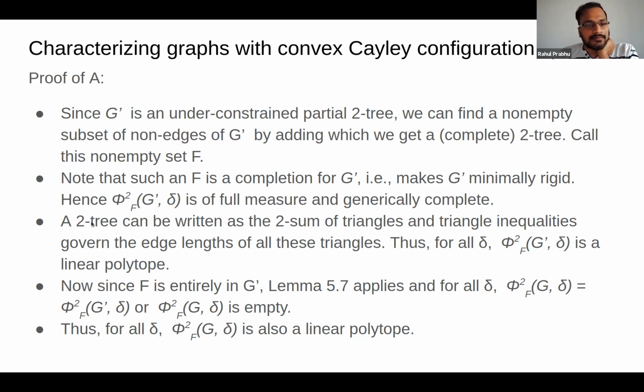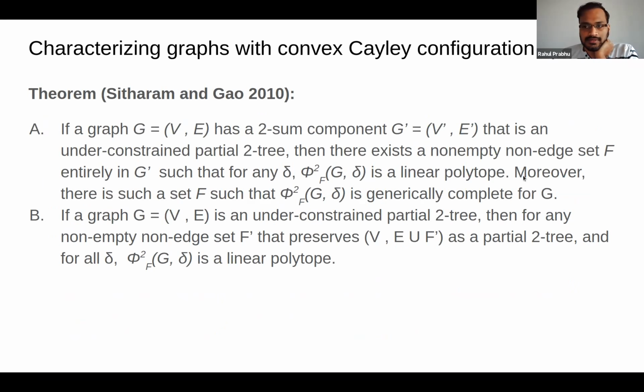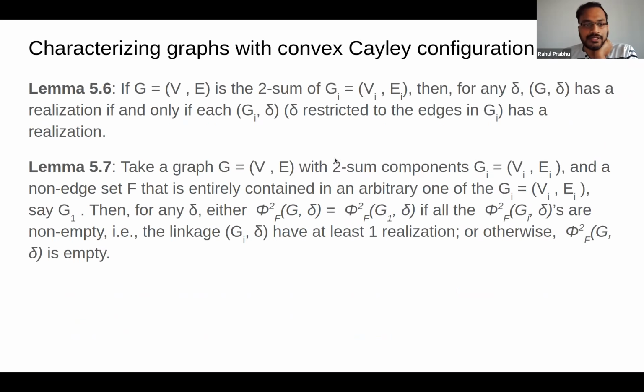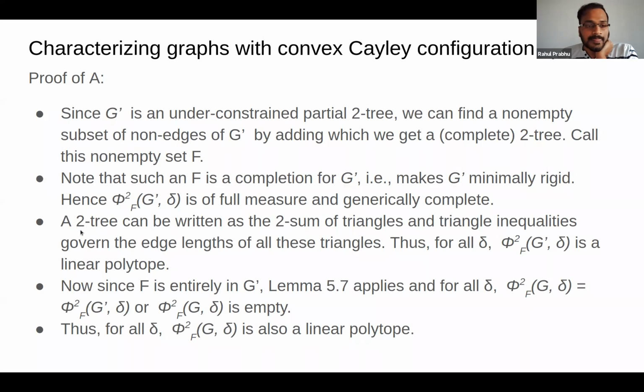So that proves the second part, the generically complete part. Now we get to the polytope part of it. A two tree can be written as a two sum of triangles, and because it can be written as a whole bunch of two sums of triangles, all the edge lengths and the non-edge lengths are governed by triangle inequalities. So you have a whole bunch of triangle inequalities governing the lengths of these non-edges, and because of that, this thing is a linear polytope.